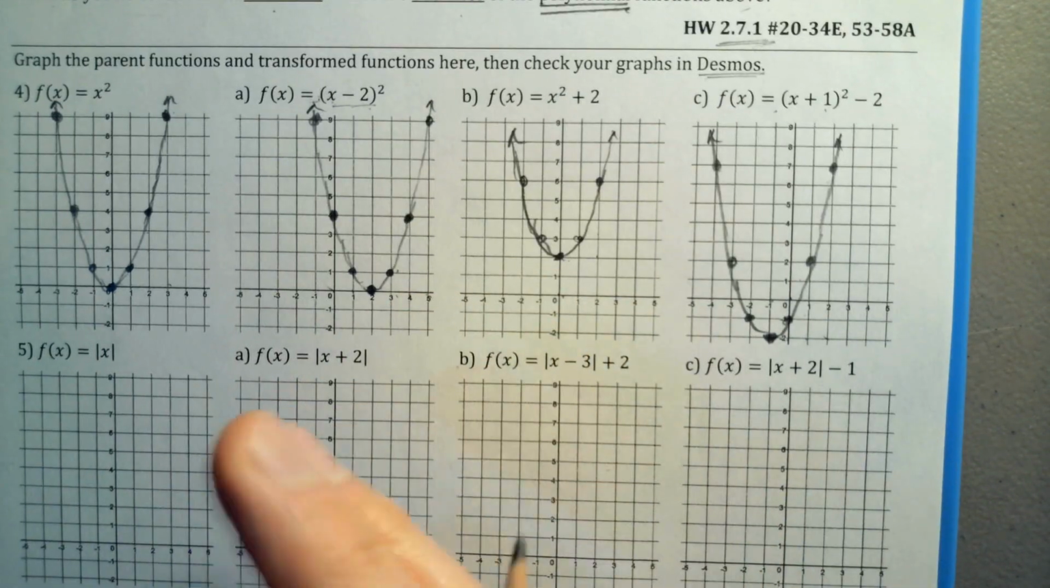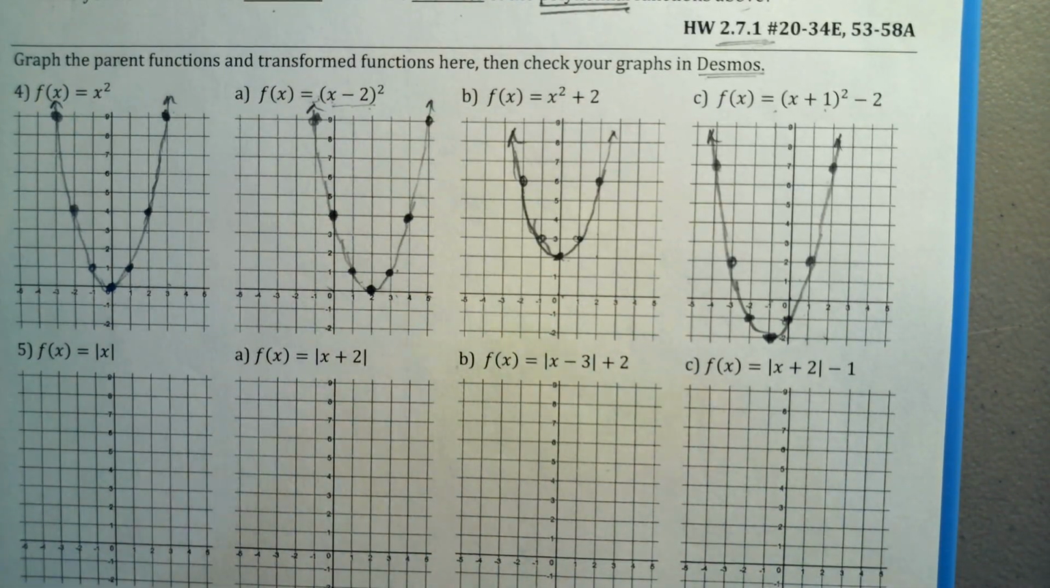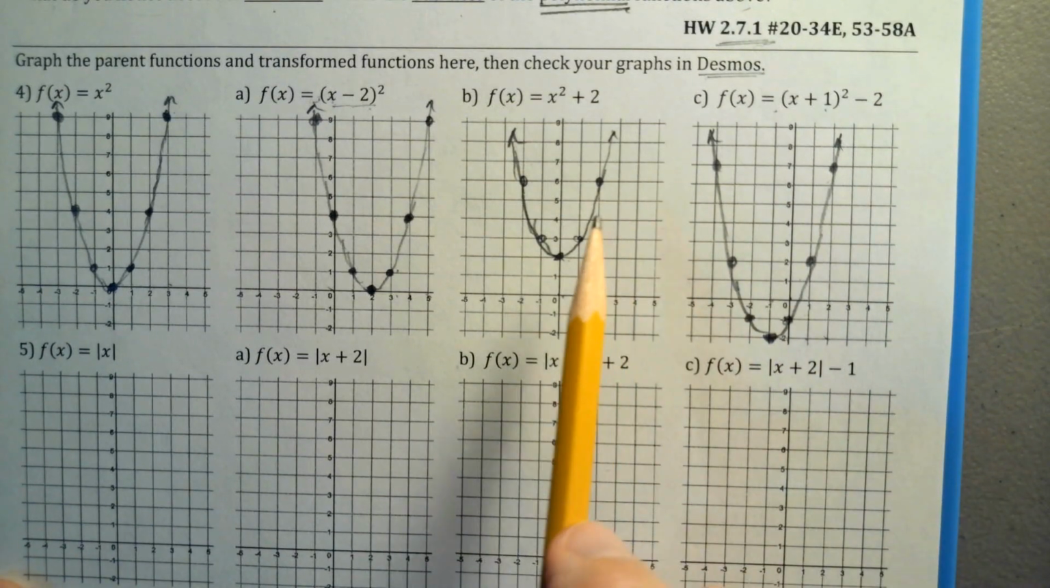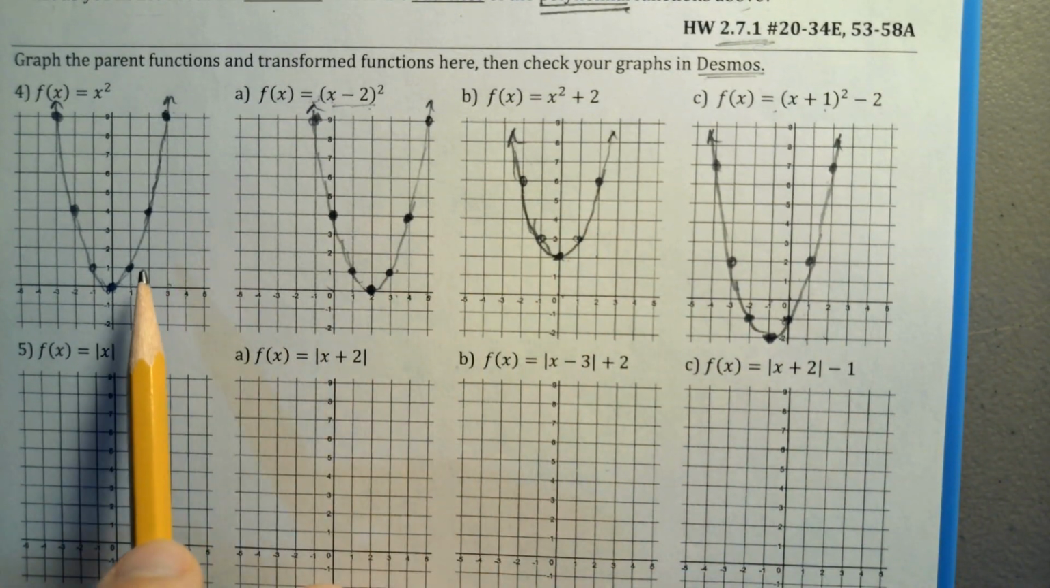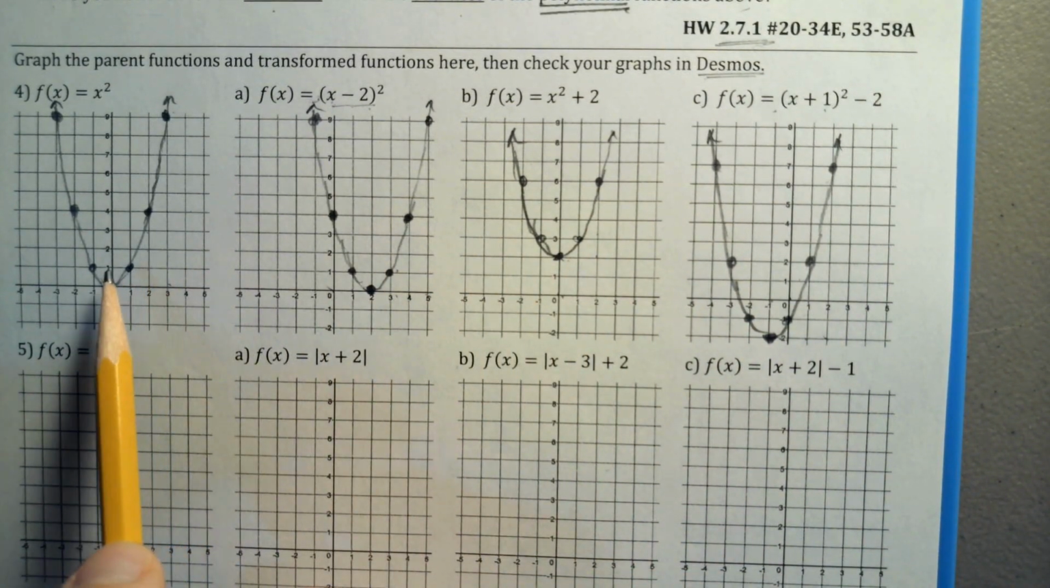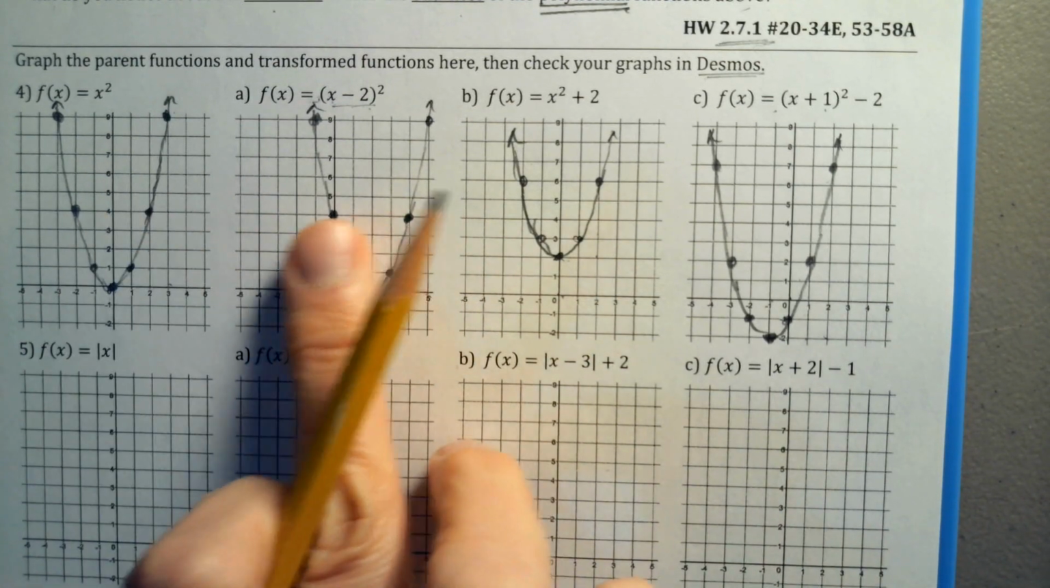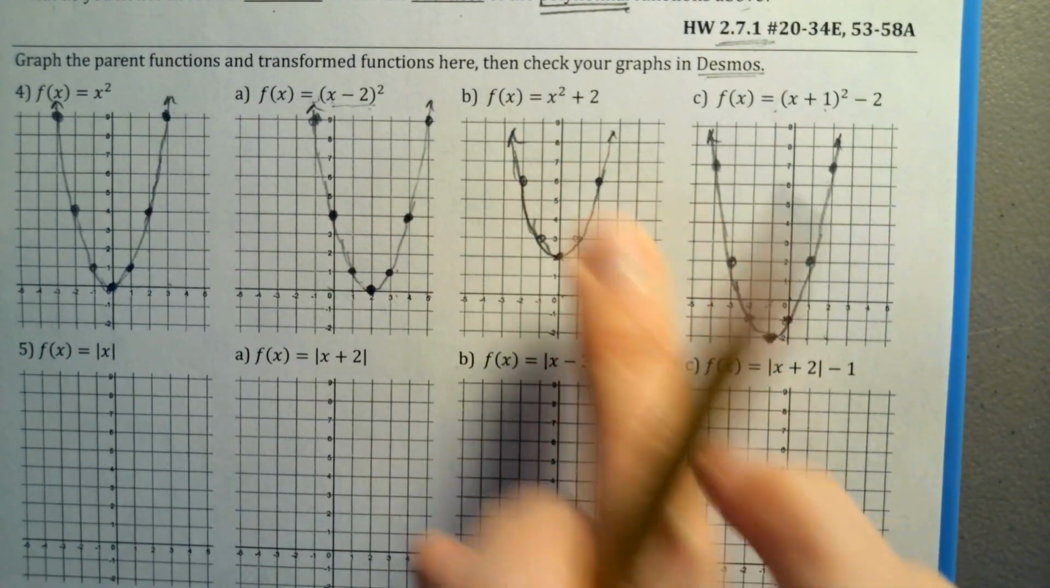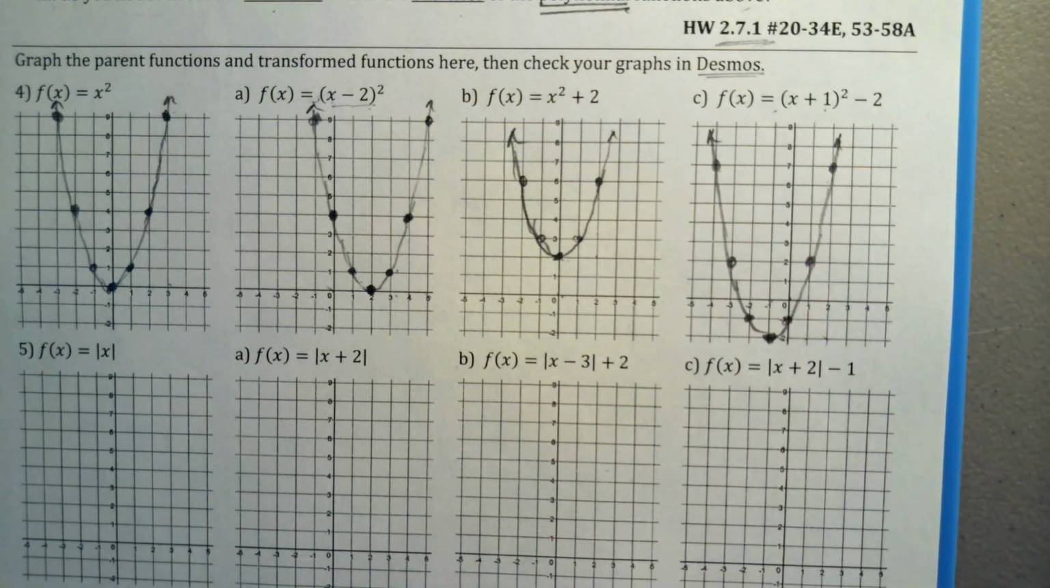Okay, so you can see that the shape of these 4 are all the same. The transformations here are not shrinking, stretching, or anything like that. Instead, the transformation is what we call translation. So it just shifted to the right, it shifted up, it shifted to the left and down.